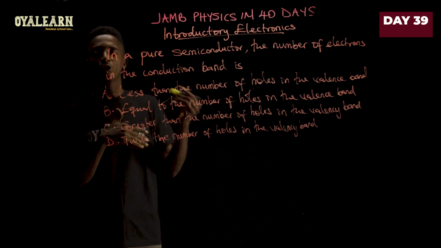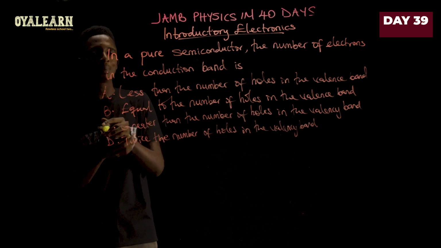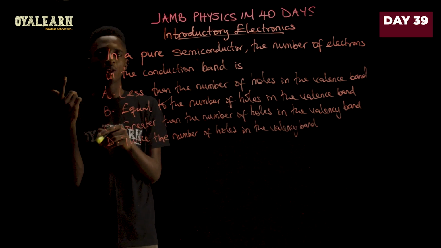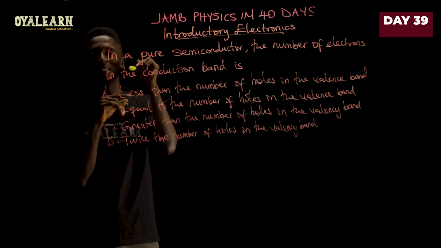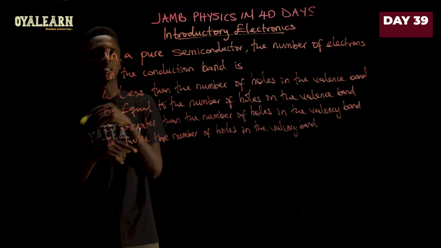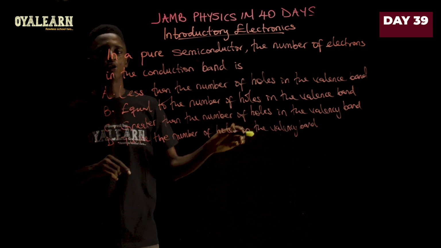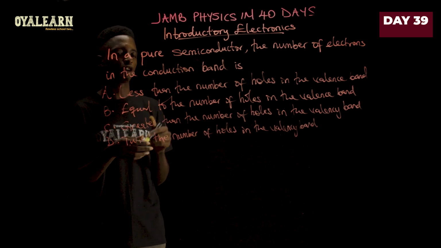But by the time it becomes extrinsic, the number of holes and electrons depends on whether it's a p-type or an n-type semiconductor. If it's a p-type, it will have more holes in the valence band than electrons in the conduction band. And if it is n-type, it will have more electrons in the conduction band than in the valence band. But this is a pure semiconductor, so it's going to have equal numbers in the valence and conduction band.